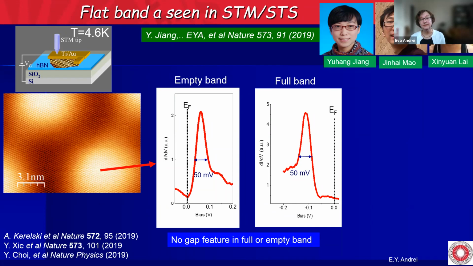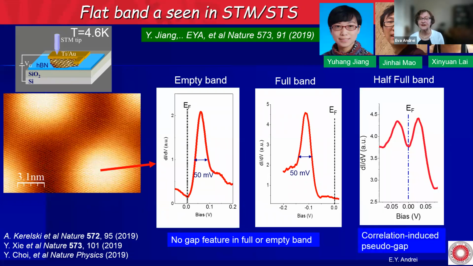And then you change your gate voltage to about plus 60 volts, where the Fermi energy is above the flat band. So here we have an empty band, here we have a full band. In both cases, the band structure looks pretty much the same. So of course, the next step is to bring the Fermi energy into this flat band. And this is what happens. Okay, this is half full band. You get a splitting, you have a pseudo gap. Everything becomes much broader, interactions really kick in.